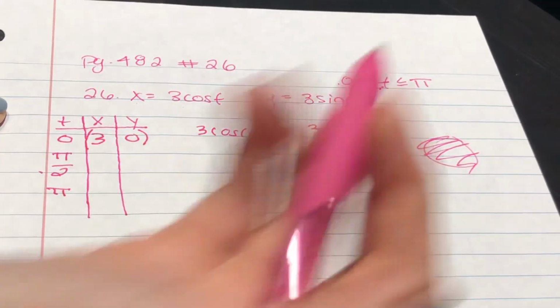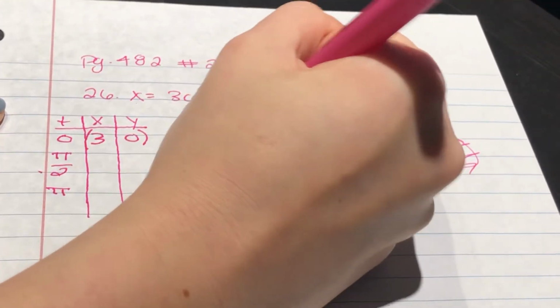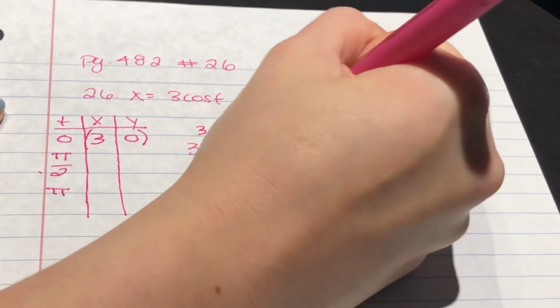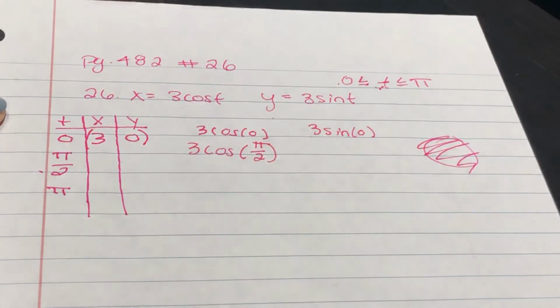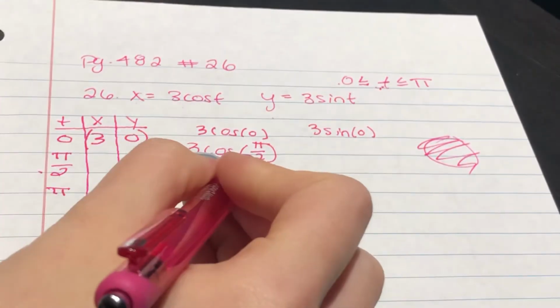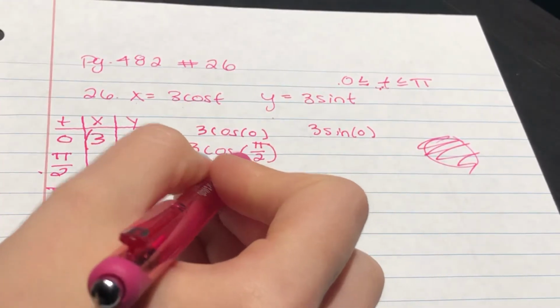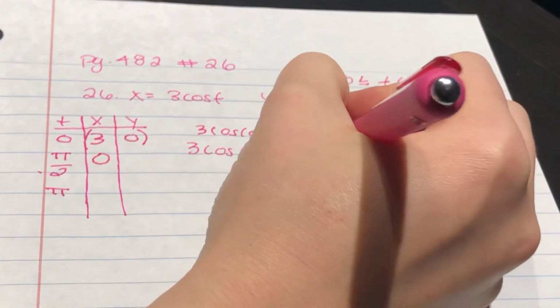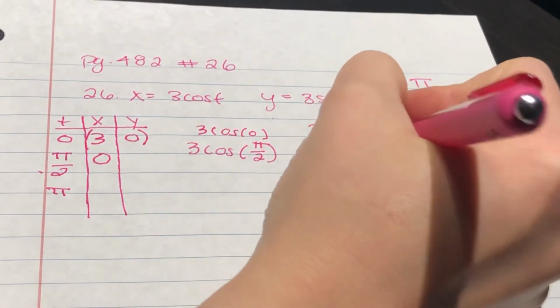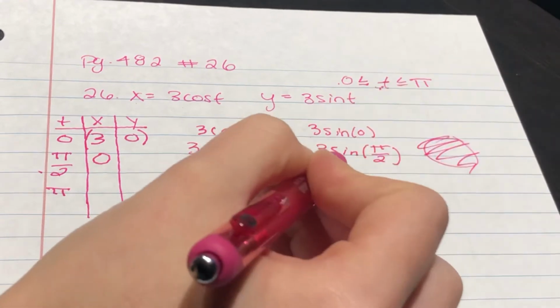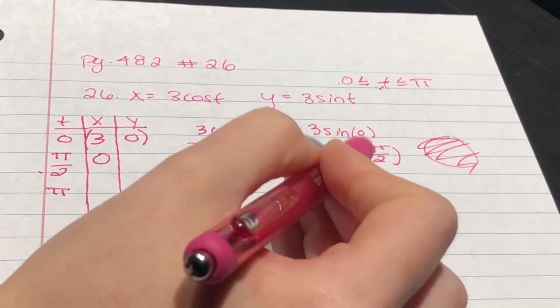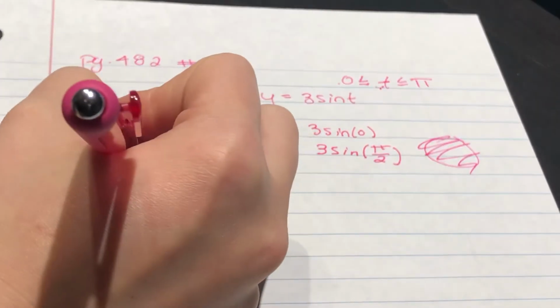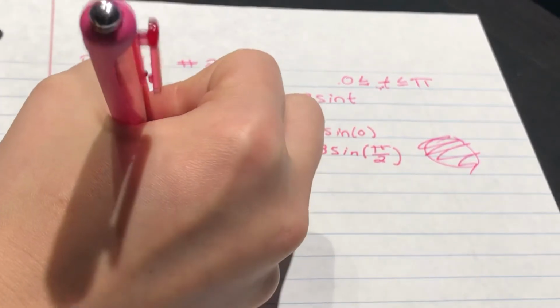Next, let's choose pi over 2 for t. So now if I plug in pi over 2 for t, cosine of pi over 2 is 0. 0 times 3, 0. Same thing for y. Sine of pi over 2 is 1. 1 times 3 is 3. So that's my second coordinate point, 0, 3.